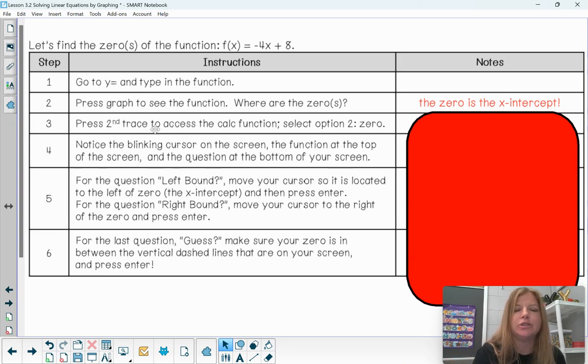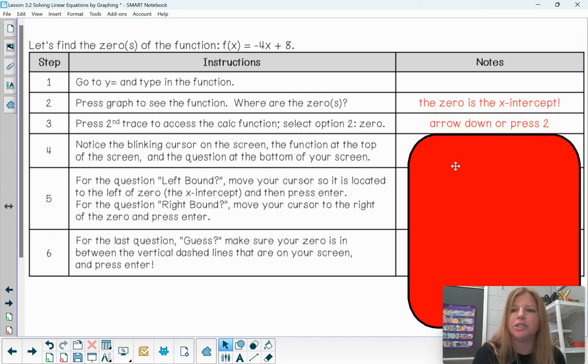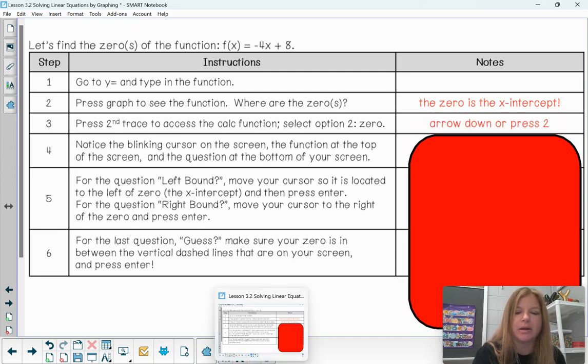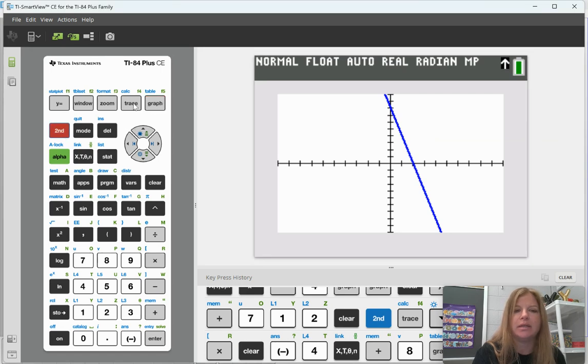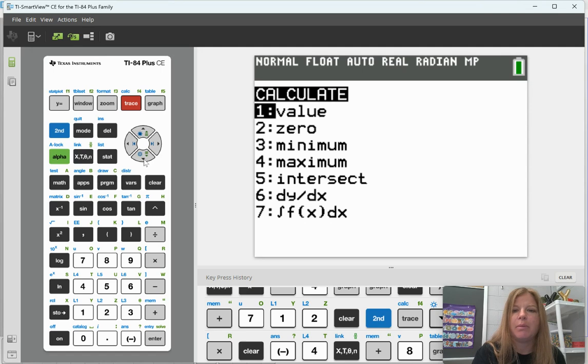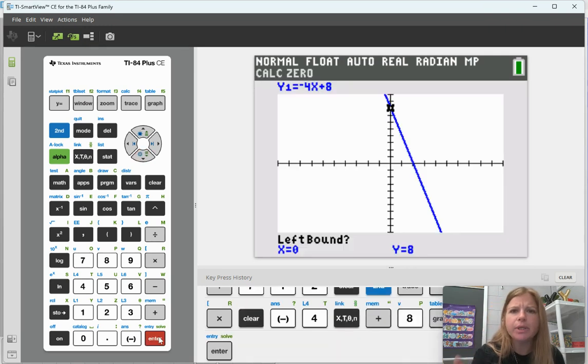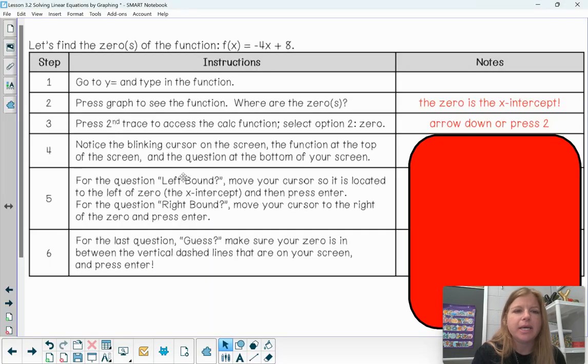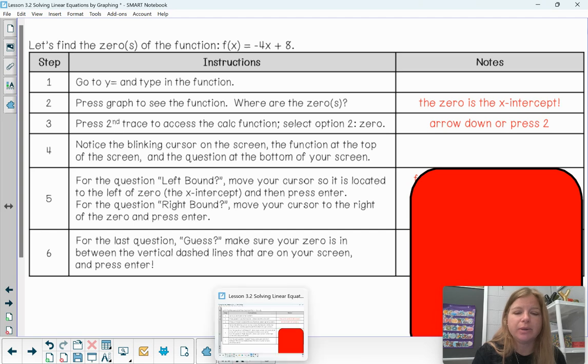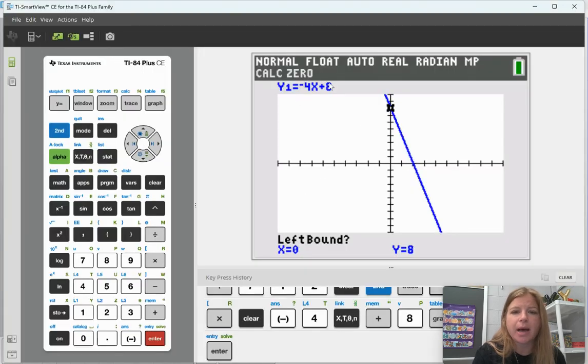So it says press second trace to access the calc function, select option 2, zero, right? We already practiced that, where we go second, trace to access the calc function, and we go down to the second option that says zero, and we press enter. And we notice that there are some questions that have appeared at the bottom of our screen. It says notice a blinking cursor on the screen, the function at the top of the screen, and the question at the bottom of the screen. Again, we have the function at the top, y sub 1 equals negative 4x plus 8. We notice our cursor is blinking at the y-intercept here, okay?